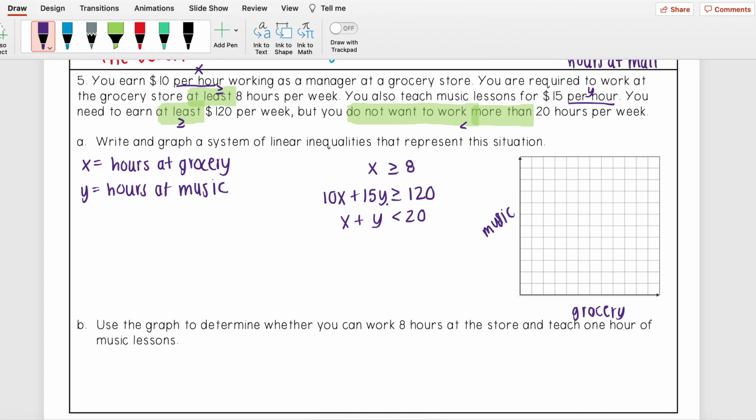Okay, so now we can go ahead and start graphing this. You'll notice that this isn't labeled. We're actually going to have to label it ourselves. And we'll have a little bit bigger numbers. So I'm going to go ahead and look at this middle one first to see what my intercepts are going to be. So I have 10x plus 15y is greater than or equal to 120. I'm going to go ahead and do this with my x and y intercepts. So I'm going to find my x-intercept first.